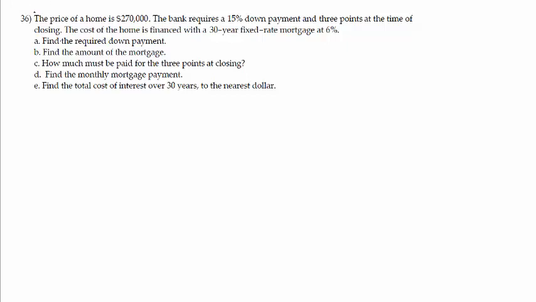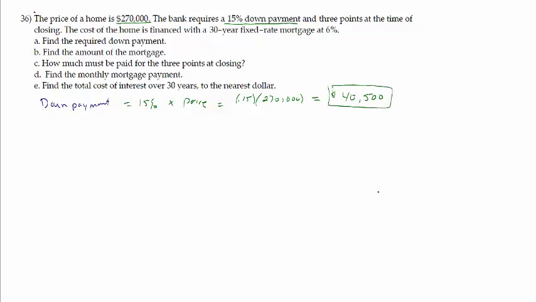So I want to find the required down payment. Remember that your down payment is going to be, they told us here, it has to be 15%. So what is 15% of the price of the home? In this case, I'm going to take 0.15 times the price of the home, $270,000. So 0.15 times $270,000, I'm going to get $40,500. So that is my down payment.